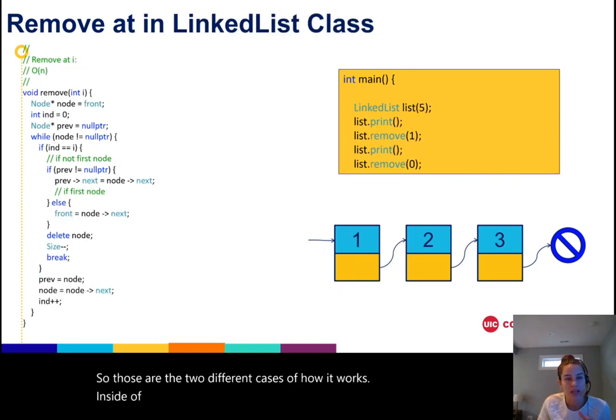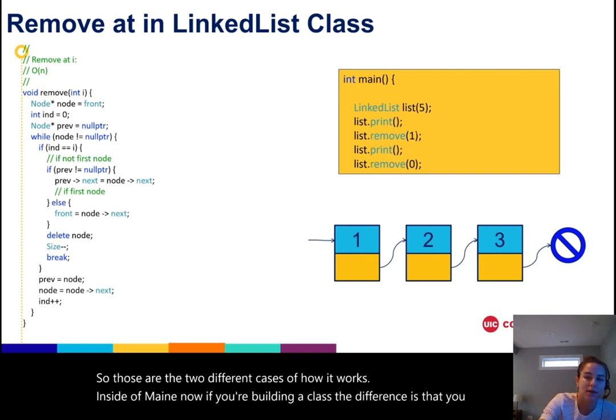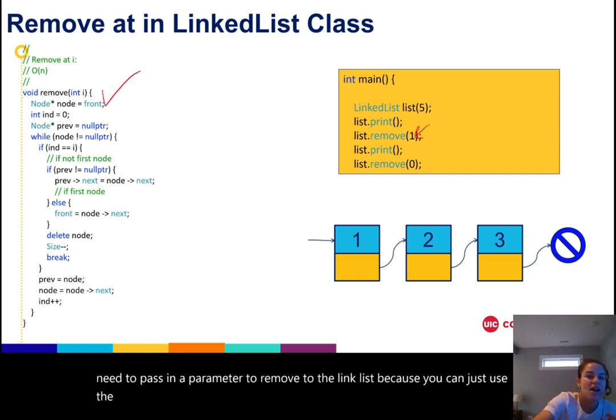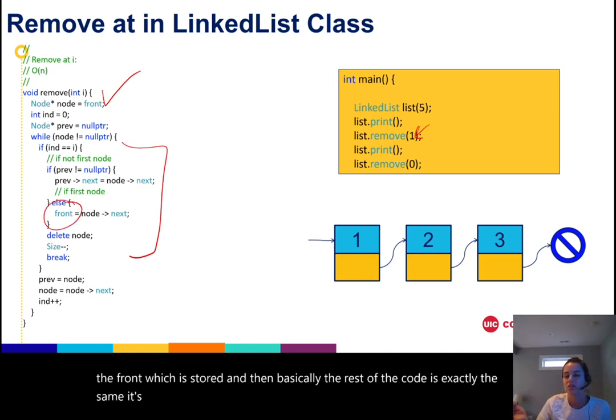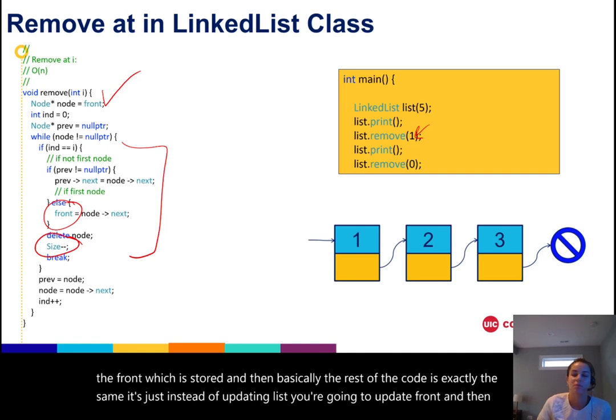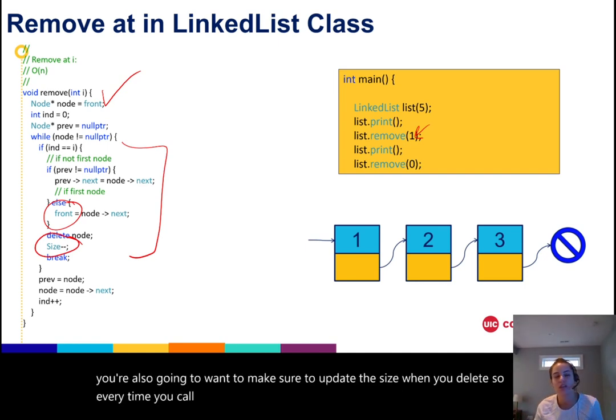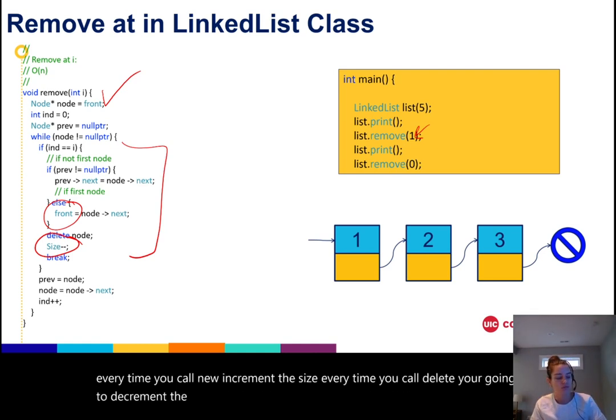Now if you're building a class, the difference is that you don't need to pass in a parameter to remove to the linked list because you can just use the front, which is stored, and then basically the rest of the code is exactly the same. It's just instead of updating list, you're going to update front, and then you're also going to want to make sure to update the size when you delete. So every time you call new, increment the size. Every time you call delete, you're going to decrement the size. And that's how remove works.